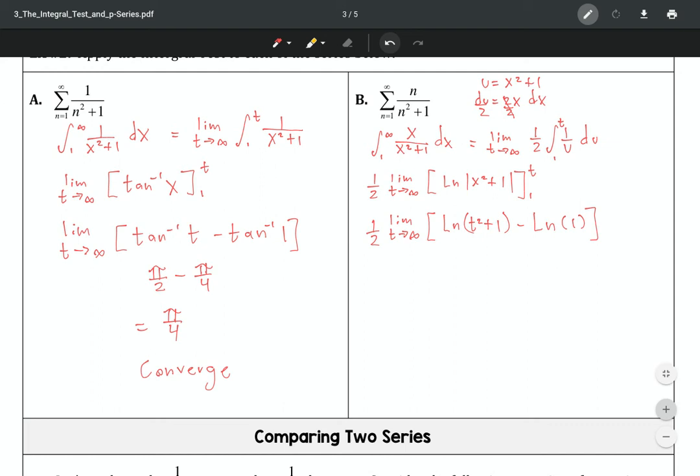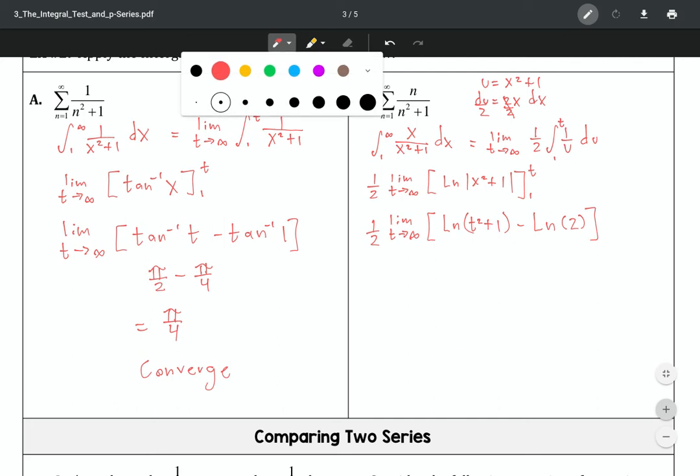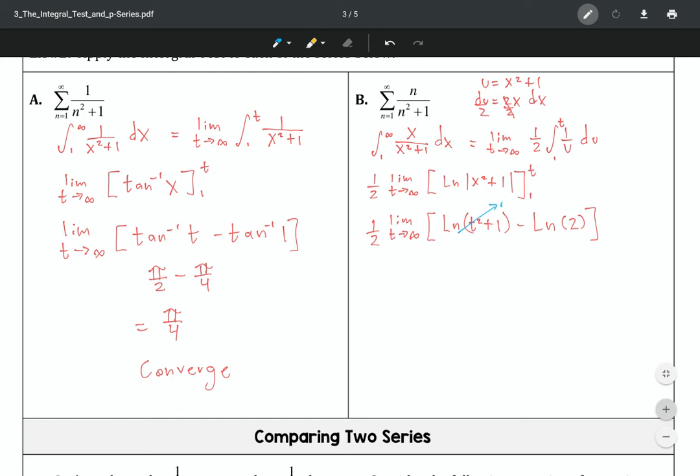All right, so that should be 2. Remember, all that matters here, and really I did a lot of the work, is whether this is going to converge. No matter what you do here, if you plug in infinity for t, you are going to get infinity for that. So infinity minus the natural log of 2, whatever that may be, is still infinity. So this is going to diverge.